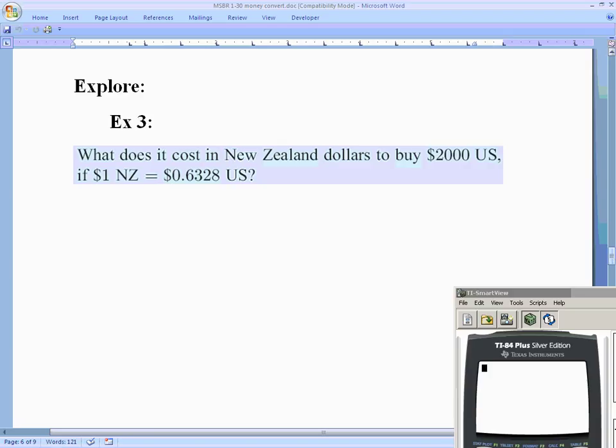I'm going to do 2 more like this. What does it cost in New Zealand dollars to buy 2,000 US dollars if 1 New Zealand dollar equals 0.6328 US dollars? So I have 1 New Zealand, so I'm putting New Zealand at the top, over 0.6328 US in the bottom. Okay, then I set that equal to, they've got 2,000 US dollars. Well, I've been putting US in the bottom, so I'm going to continue doing that, 2,000.